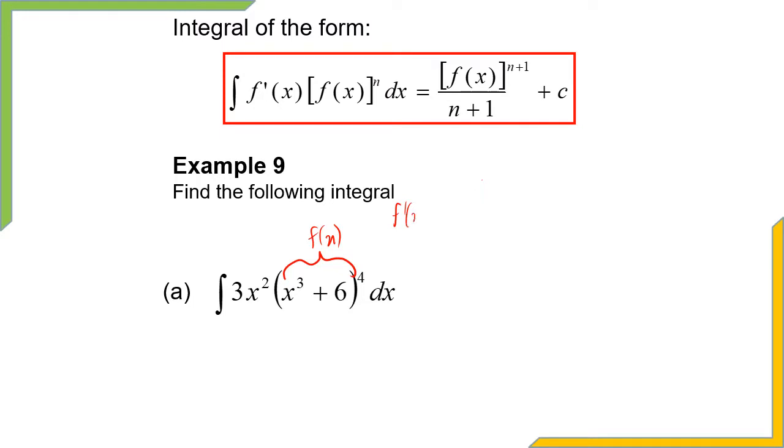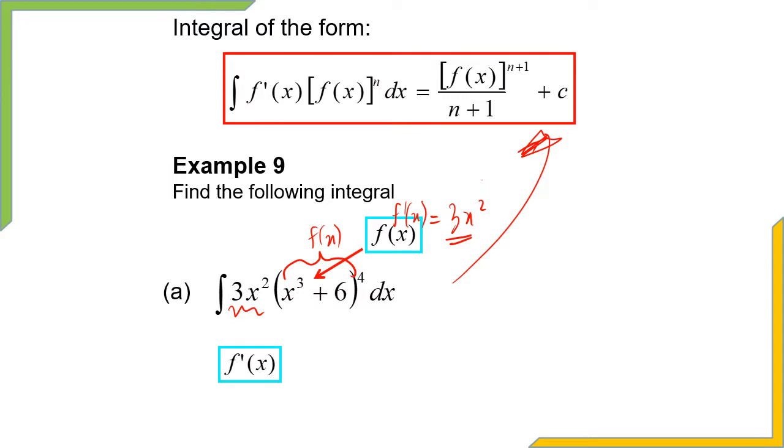So the multiplication f prime x should be equal to 3x squared. Do we have the same value for f prime x? Yes, it's exactly the same. So you can directly apply this formula. So the answer should be, copy back the f(x), which is x cubed plus 6, and then the power will be added by 1. So 4 plus 1, which is equal to 5, and then also divide by 5, and then plus c. Okay, so check first whether the f prime x is exactly the same when we differentiate the f(x).